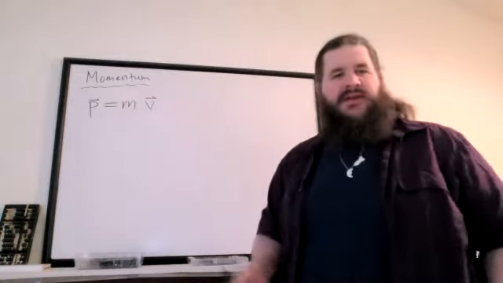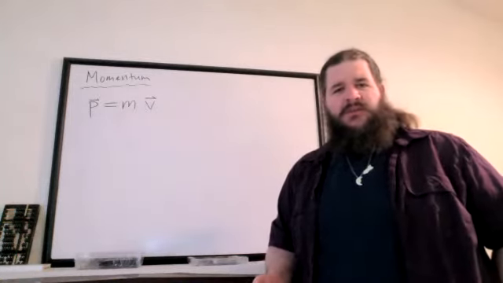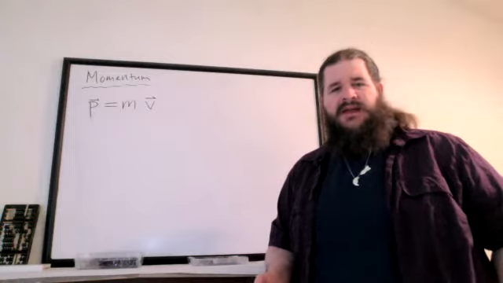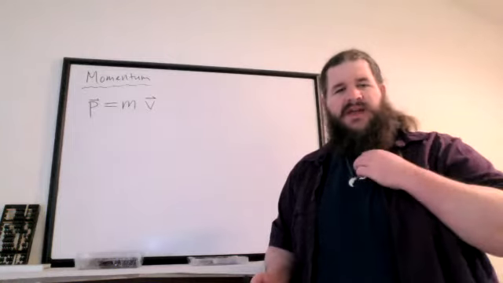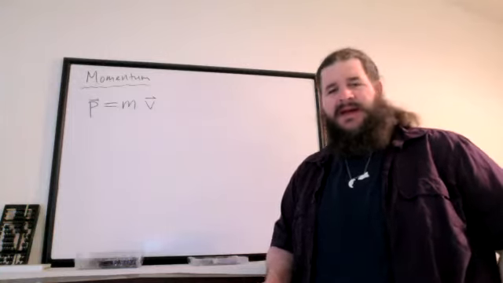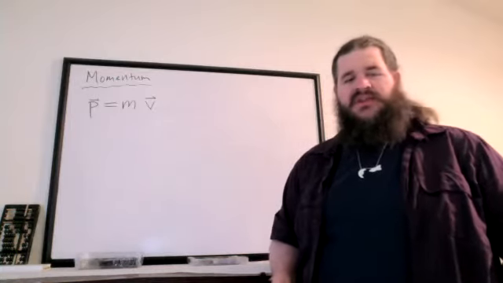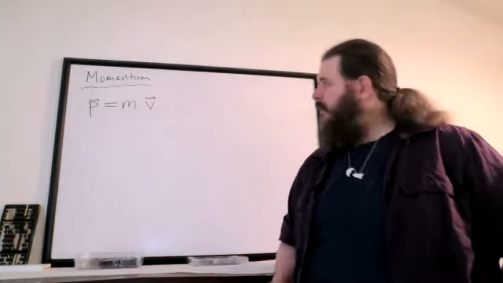So velocity is a vector in the sense that it has a direction. You don't want to just say the object is moving at 5 meters per second. You want to say the object is moving at 5 meters per second to the northeast, or the object is moving at 5 meters per second upwards, or something like that. Velocity actually has a direction associated with it. You want to say which direction the object is moving.